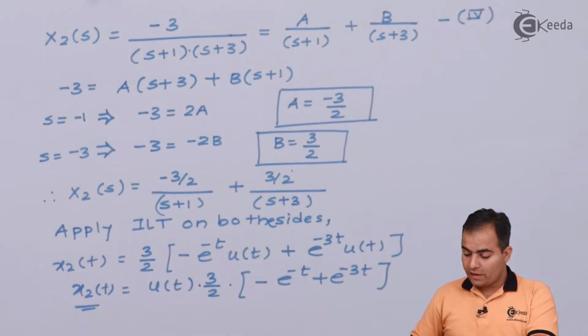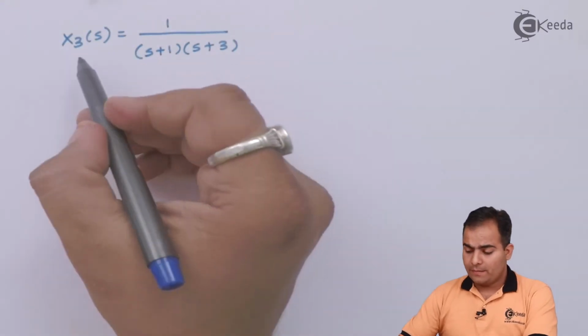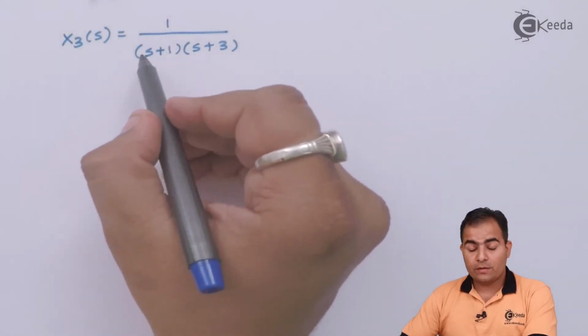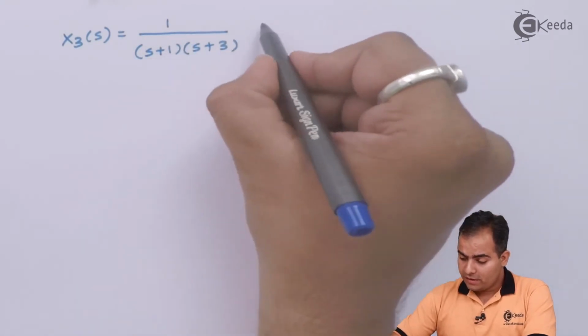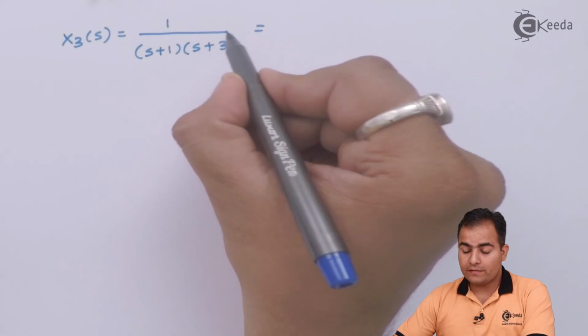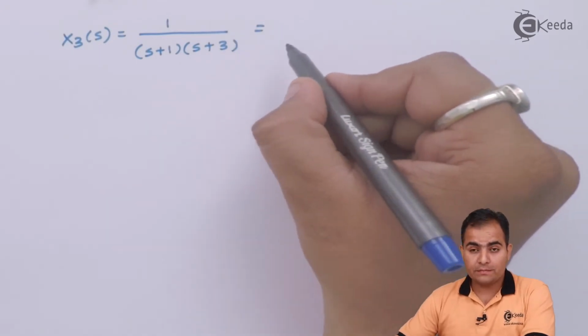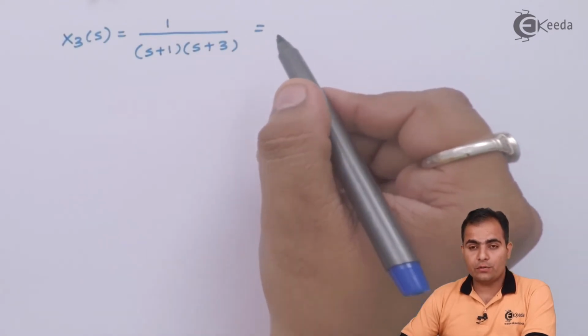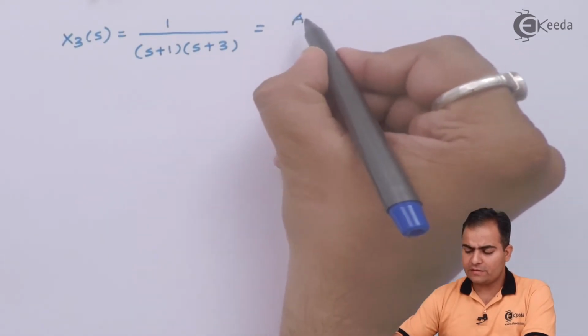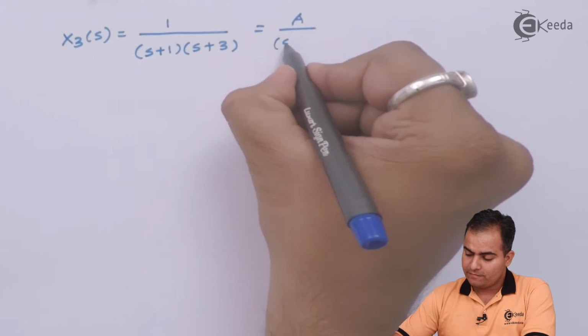Now we'll find out the Laplace inverse of X3 of s. My X3 of s value is again 1 upon s square plus 4s plus 3. We have already factorized the denominator and placed it over here. Now look here, we have two factors. So we'll find the Laplace inverse by using the partial fraction method. Here we have two factors, which means we will use two constants, and let's say my constants are a and b.